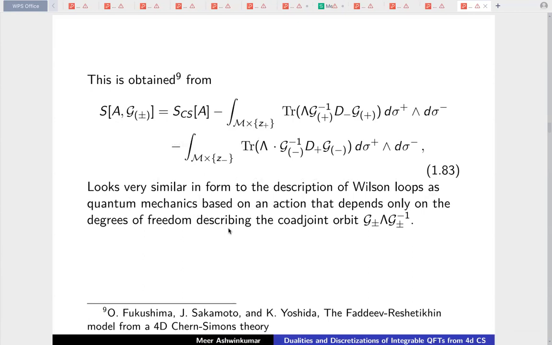This is the result of my collaborator Junichi Sakamoto together with Fukushima and Yoshida. So from 4D Chern-Simons theory, we can realize the Faddeev-Reshetikhin model using this chiral surface operator and this anti-chiral surface operator. And immediately one might recognize that this looks very similar to some operators that one considers in 3D Chern-Simons theory, okay? Because here the action depends only on degrees of freedom that describe the co-adjoint orbit of this particular highest weight, okay?